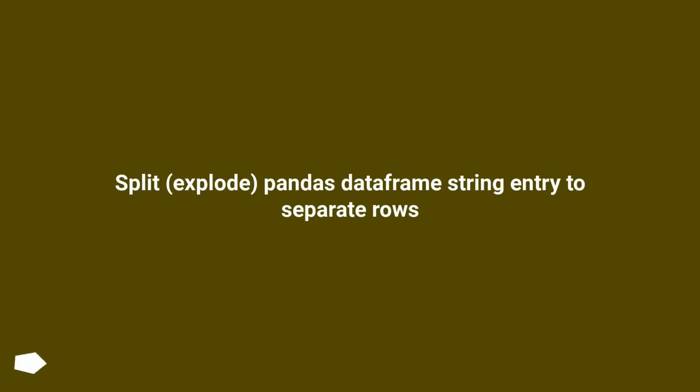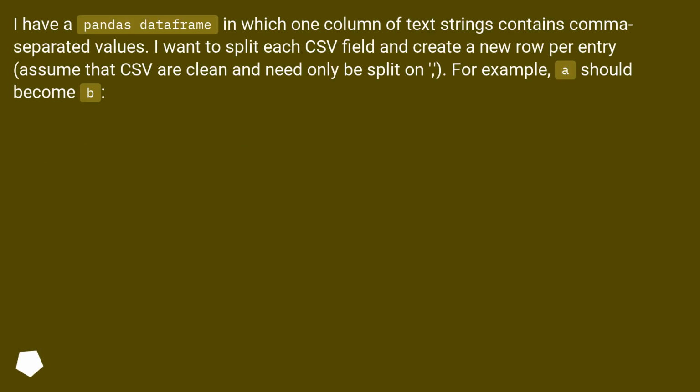Split, explode pandas dataframe string entry to separate rows. I have a pandas dataframe in which one column of text strings contains comma-separated values. I want to split each CSV field and create a new row per entry. Assume that CSV are clean and need only be split on comma. For example, A should become B.